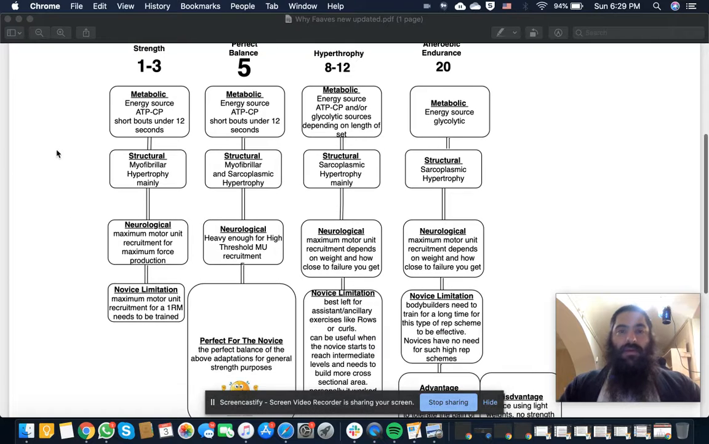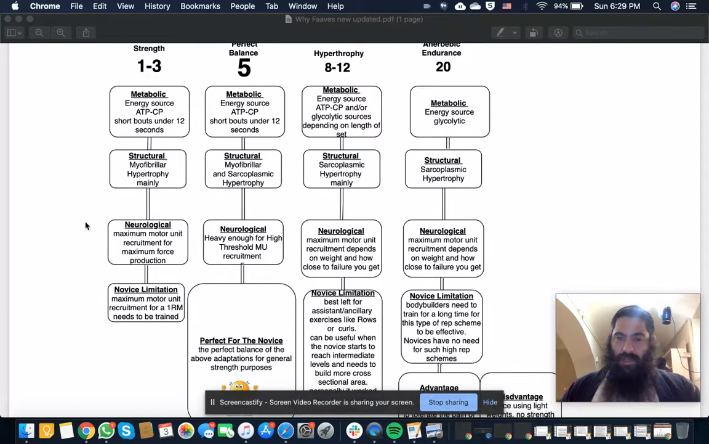We'll see that all these levels have a metabolic and a structural and a neurological adaptation that happens to them. You'll see that with strength, the energy source is ATP-CP. The structural adaptation is more myofibrillar based. And the neurological, we'll see that the maximum motor unit recruitment happens at that 1 rep max.